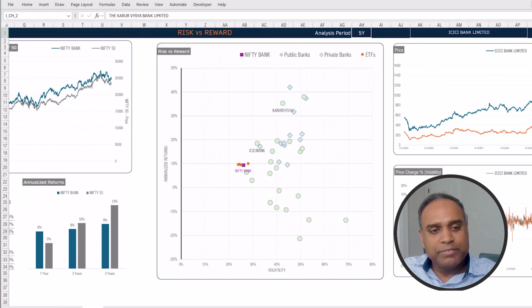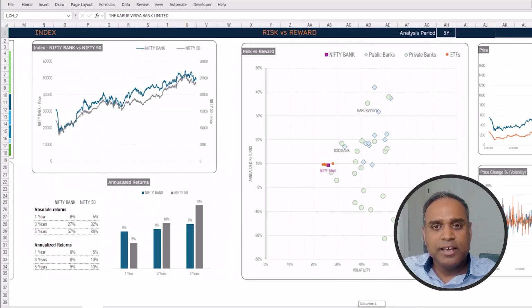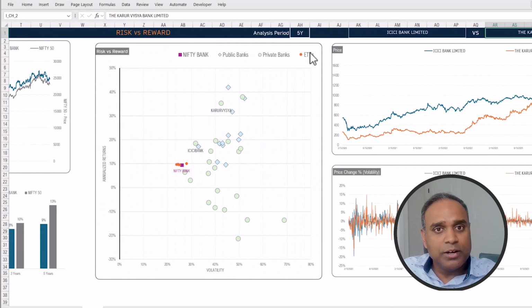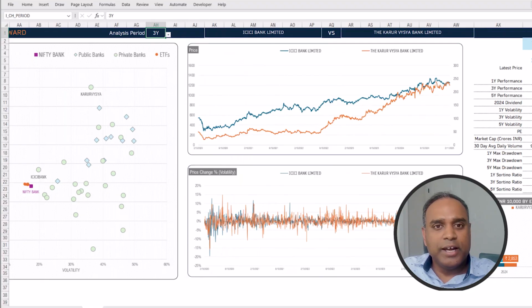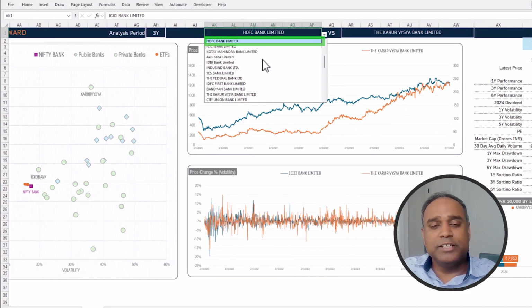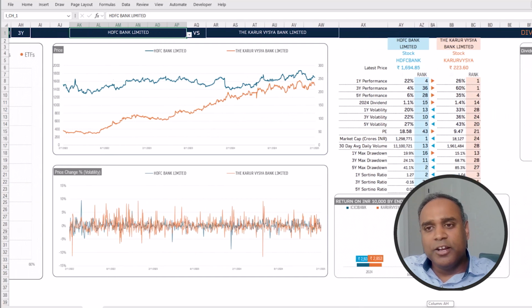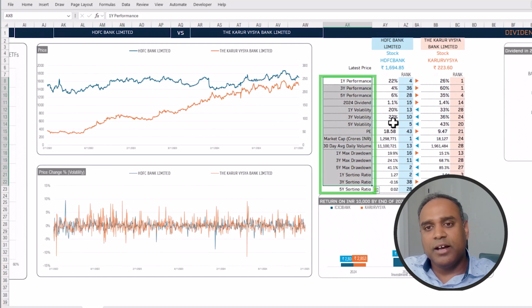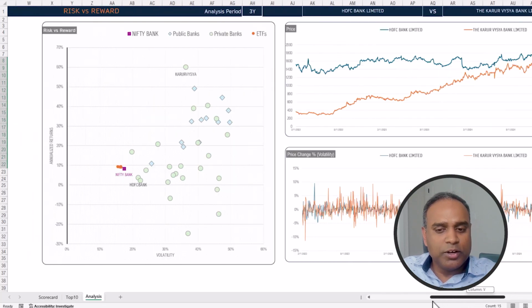And then we also have the analysis where I can look at the market cap, the Nifty Bank index. I can do this risk versus reward chart, and I can quickly look at, okay, over 3 years, how the performance has been, how the 1 year period. I can also compare two different banks. So for example, if I want to compare HDFC Bank versus Karur Vysya Bank in terms of price, in terms of volatility, in terms of all these metrics, how do I compare two different banking stocks and tell which one is better? Again, all of this fully automated.